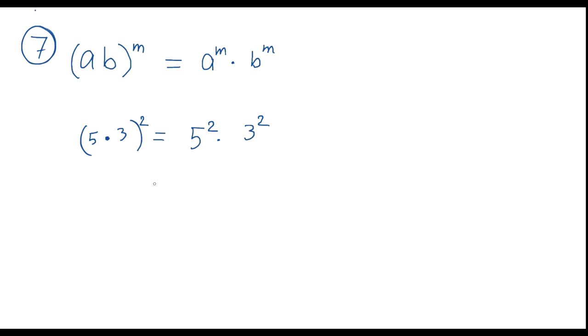So let's see, is the property working properly? 5 raised to its second power will give us 25 and 3 squared will give us 9. And the resulting number will be 225.